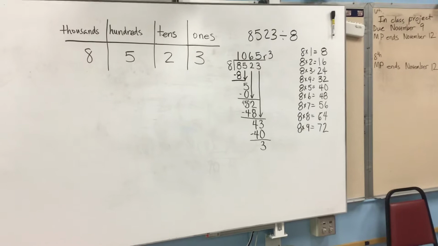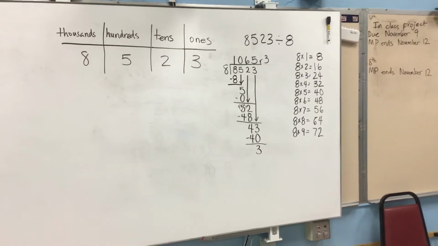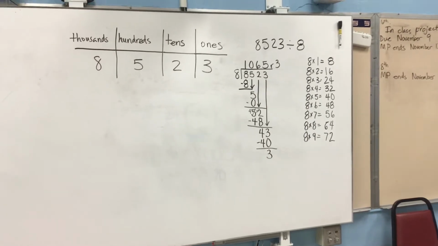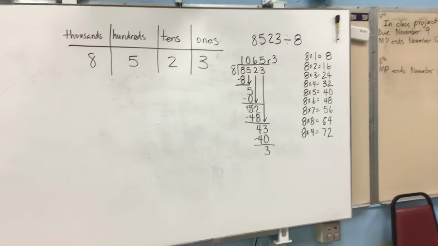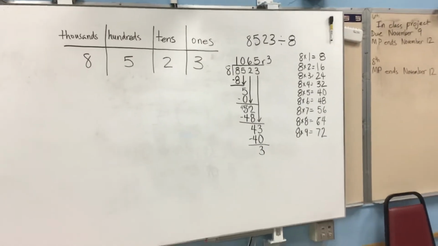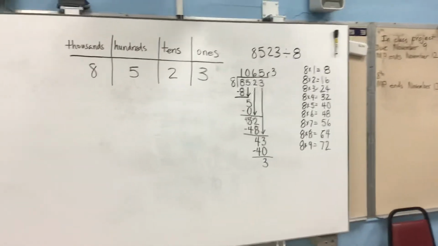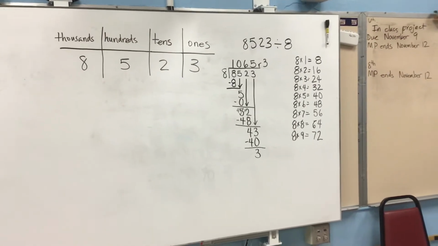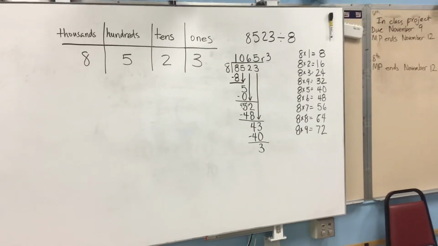Now, as you can see, I divide. 8 goes into 8 how many times? 1. So then I multiply. 8 times 1, that gives me 8. I subtract, that gives me 0, and I bring down the 5. Now I ask myself, can I divide 8 into 5? The answer is no, so I have to multiply by 0. 8 times 0 equals 0, and I bring down the 2.